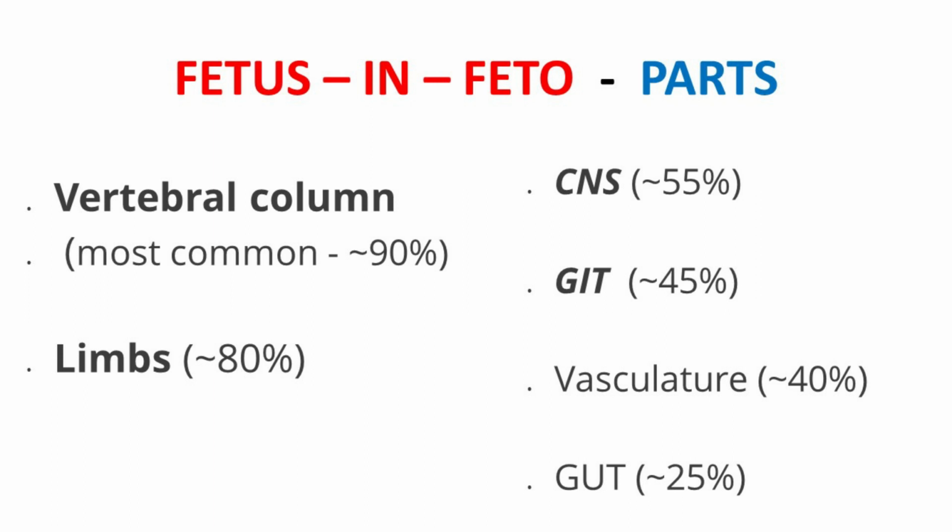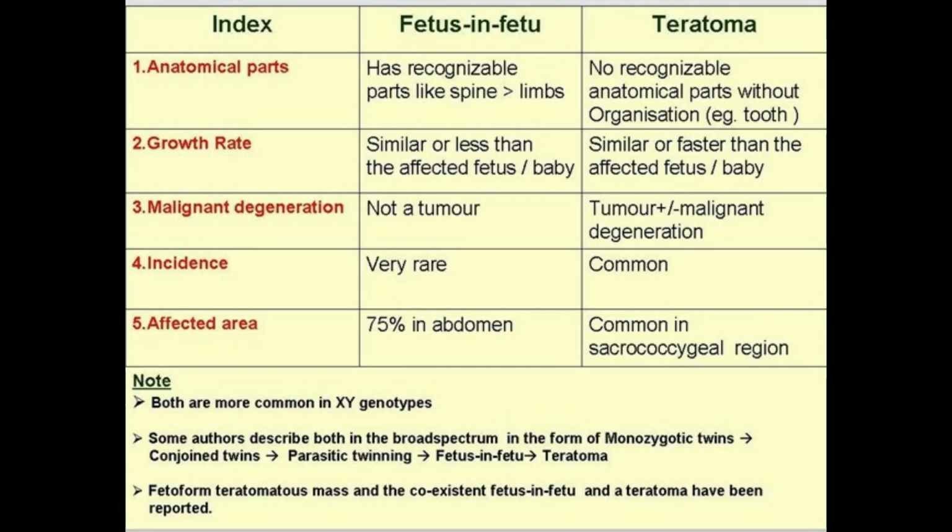And when both vertebral column and limb parts are there, it's almost pathognomonic to say that this is fetus in fetu. But sometimes you might have CNS, central nervous system parts, gastrointestinal tract, vasculature, and genitourinary tract might be there, especially genitourinary tract in the lower abdomen and pelvis. We'll go to the difference. The main important one is teratoma.